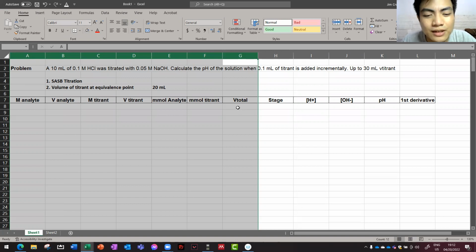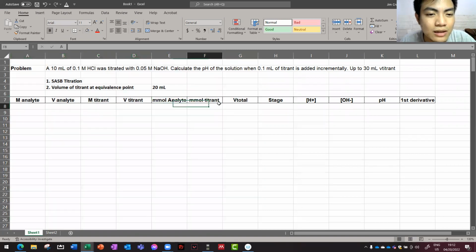So tandaan nyo, for SASB, yung equations dyan, kailangan mo ng millimoles, di ba? Kailangan mo ng volume total. So that's why we have this.